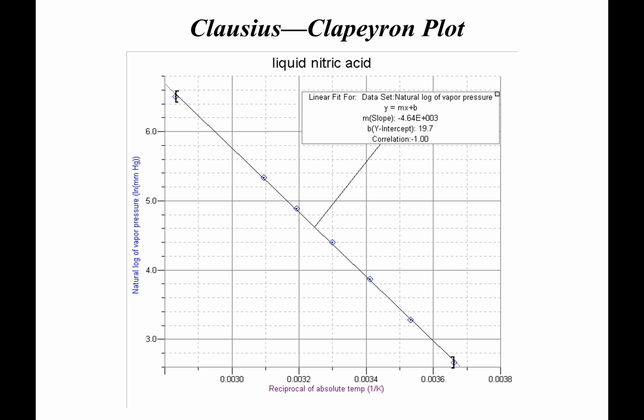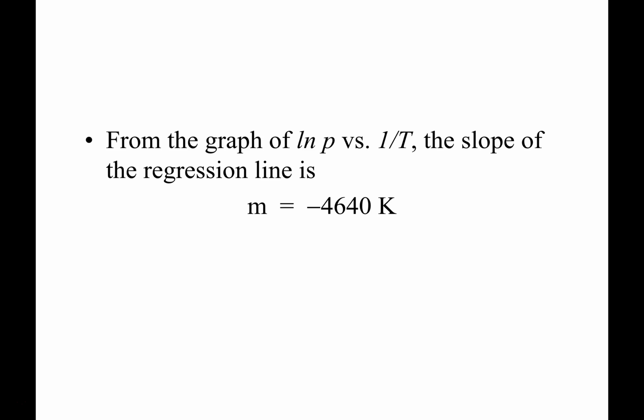So in a minute, we're going to calculate the value for the heat of vaporization. We're going to use that negative 4.64 times 10 to the third, which is what that means, to knock out the heat of vaporization from the slope. I'm careful, so I always write it down and then rearrange it. If we have this relationship between the slope and the heat of vaporization and R, the heat of vaporization is equal to what? Negative MR.